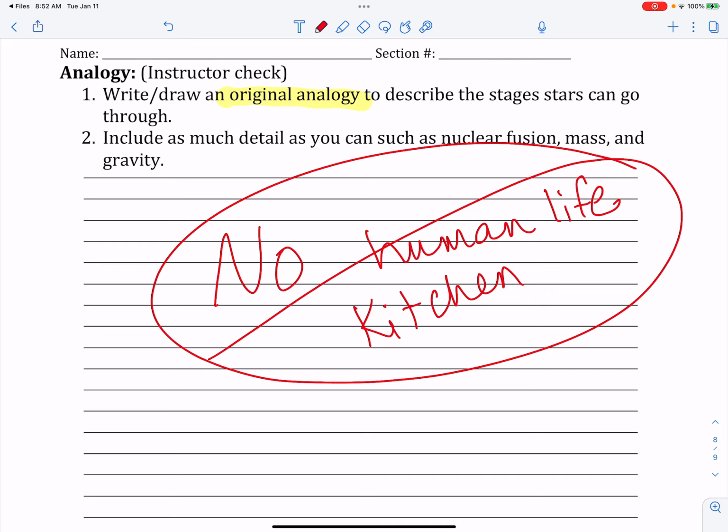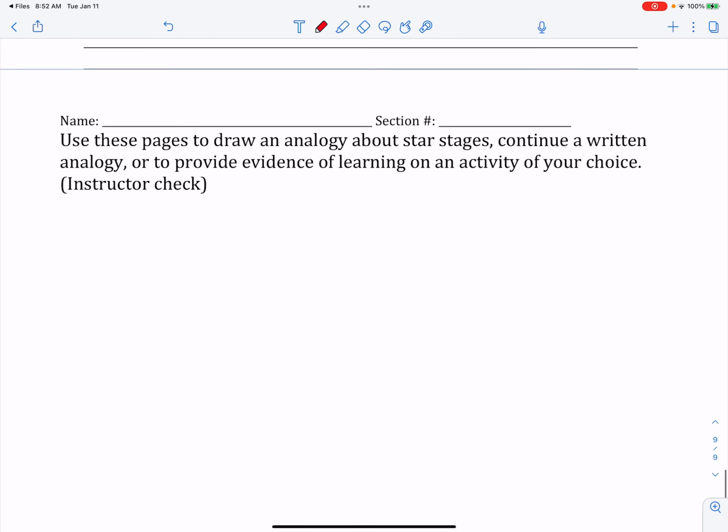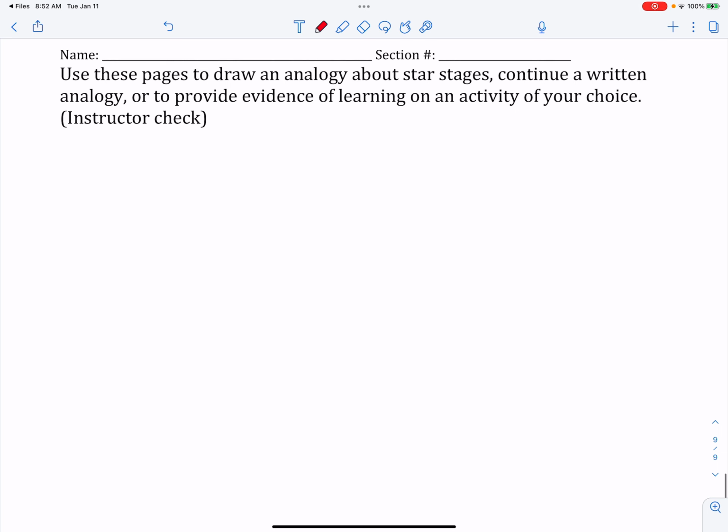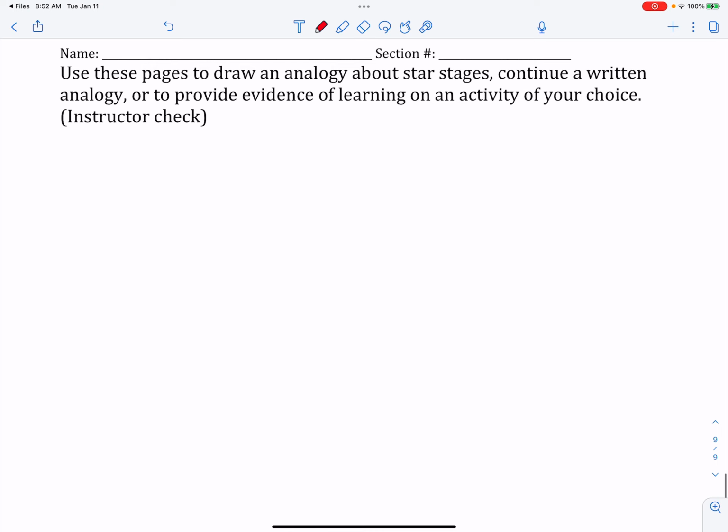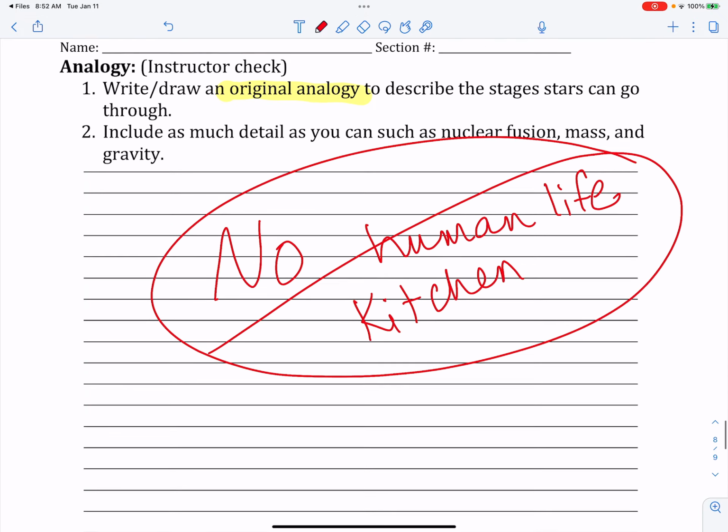So if you're a writer, use this space. If you're a drawer, use this space. Maybe you're neither. Maybe you don't like to write, maybe you don't like to draw. Find pictures on the internet that will help you, and then pop those into this document. Whatever floats your boat. The point is you're coming up with an analogy.